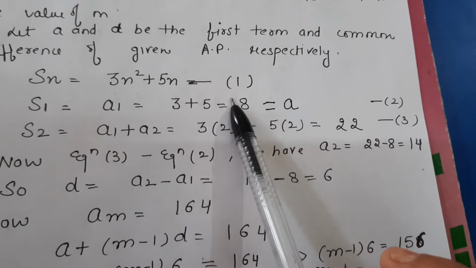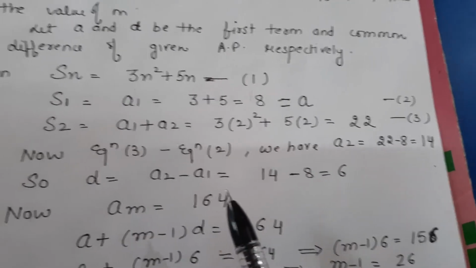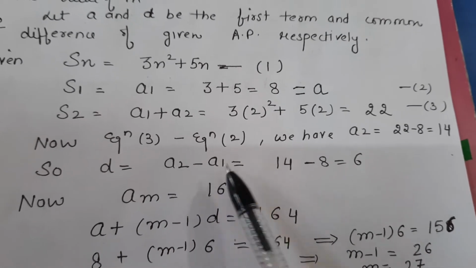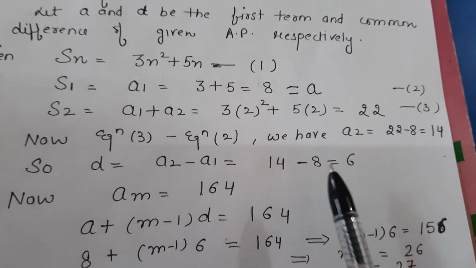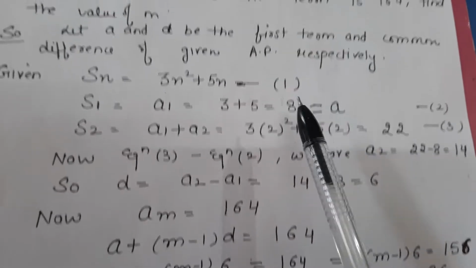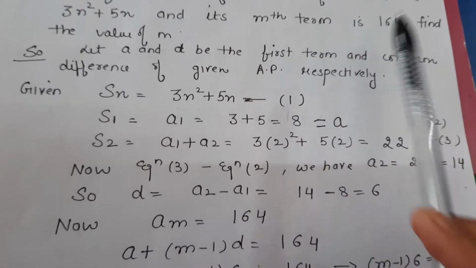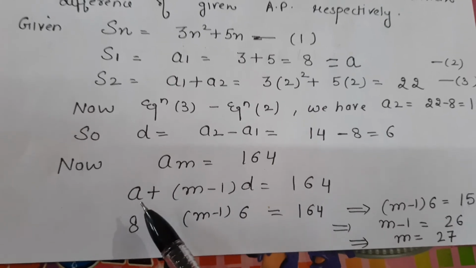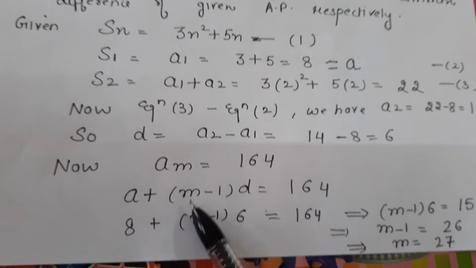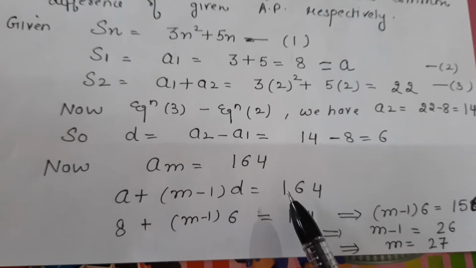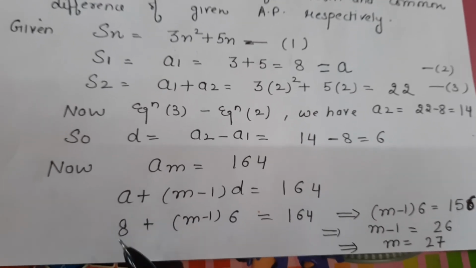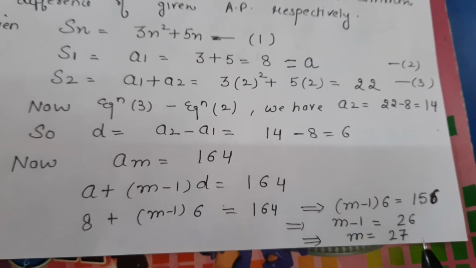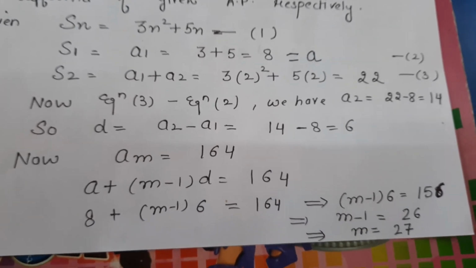That means now you have the first term of AP and you have the second term of AP. So you can evaluate your common difference D from A2 minus A1, that is 14 minus 8. So the common difference is 6. Now in the question you are given that the mth term is 164. Find the value of m. Apply the formula of mth term. This is A plus m minus 1 into d is 164. Put the value of A and D here. A is 8 and your D is 6. On solving, you will get your answer m is equal to 27.